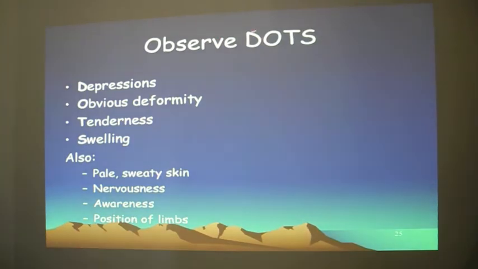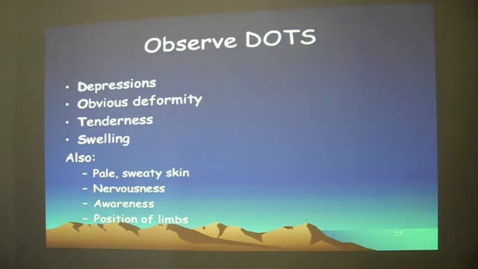Next, we want to talk about DOTS. Did you observe any DOTS? And that stands for depressions. So as you're moving your hand down along their body, checking it out, did you come across any depressions? Did you see any obvious deformities? You know, both arms should look the same. Both hands should look the same. Both legs should look the same. Maybe one of them is more swollen than the other, or it's at an obtuse angle.